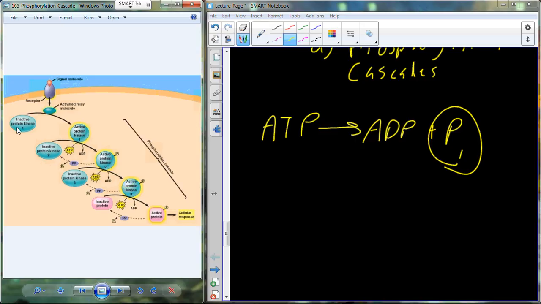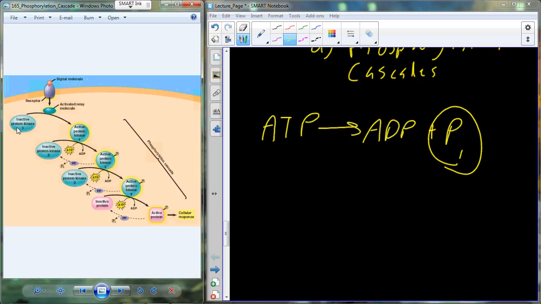So I have this thing called inactive protein kinase 1. It's called an inactive protein kinase 1 because this is a very general response. If we were looking at a more specific response, it would actually have a name. There are systems that are centered around mitogen activity called mitogen activity protein kinases. We call them MAP kinases. So one of these could be MAP kinase, if we're going to be more specific to this particular phosphorylation cascade called a MAP kinase pathway.